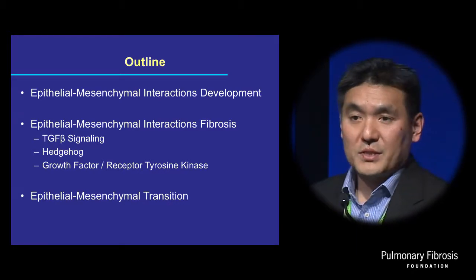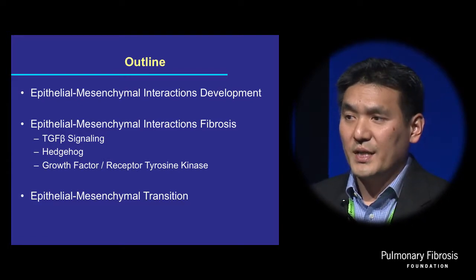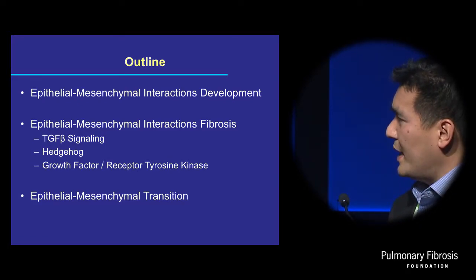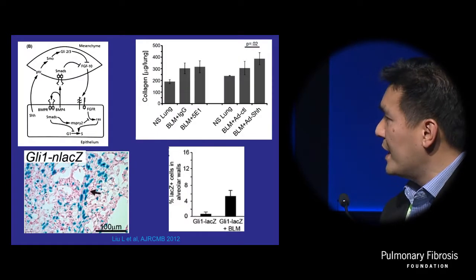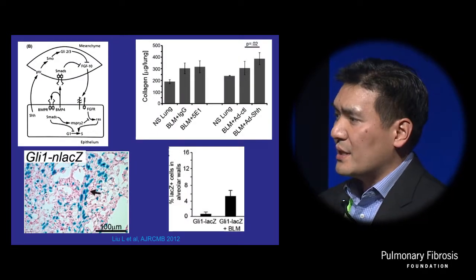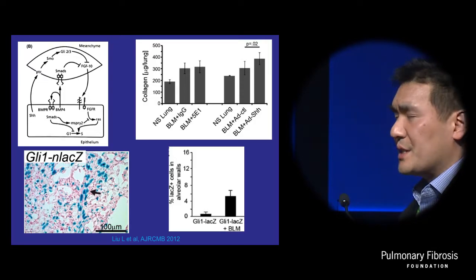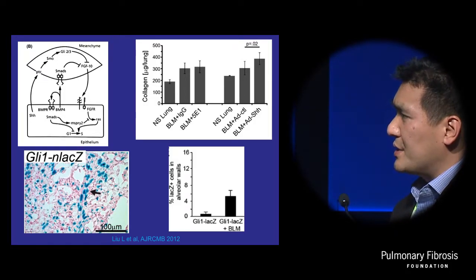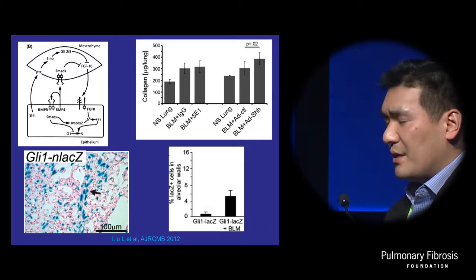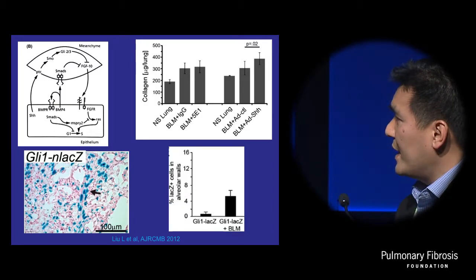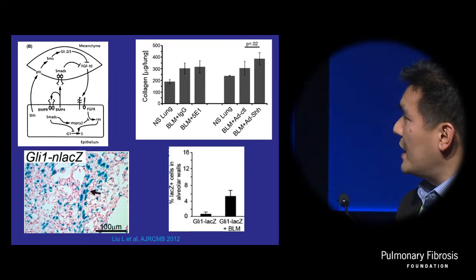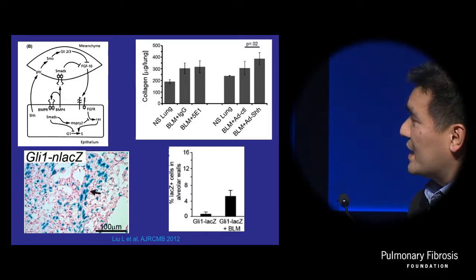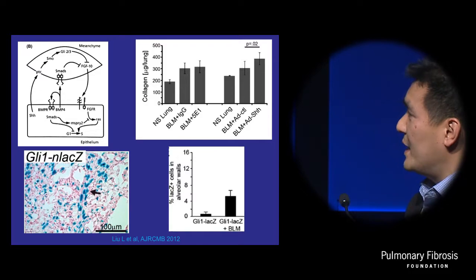So TGF-beta and fibrosis could be a topic on its own, but I wanted to move on to hedgehog signaling since it's so prominent in epithelial mesenchymal interactions. It hasn't been studied as much in the context of fibrosis, and as I alluded to, it's mainly been studied in the context of lung development. And again, hedgehog produced by epithelial cells leads to mesenchymal proliferation through the smoothened Gli signaling pathway during lung development.